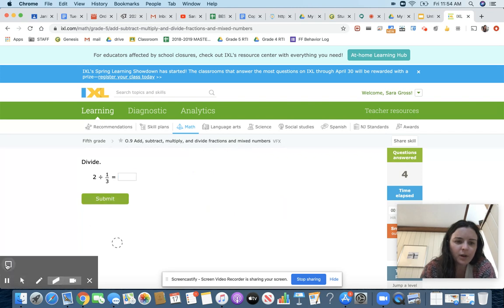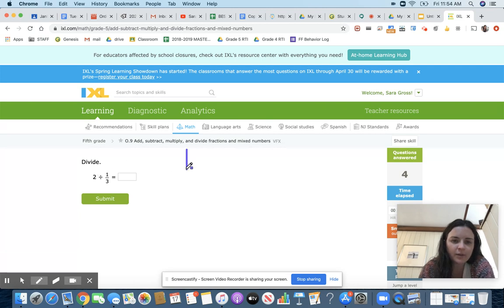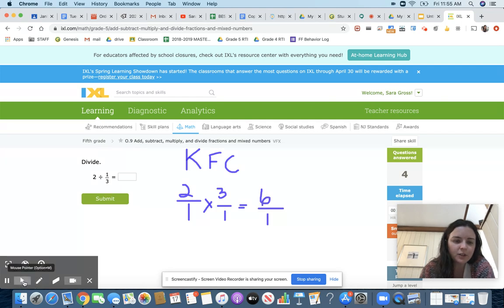Another division one. Keep, flip, change. Keep the first fraction. 2 would be 2 over 1. Flip the second fraction. 3 over 1. Change the operation. Then multiply across. 2 times 3 is 6. 1 times 1 is 1. So my answer would just be 6.